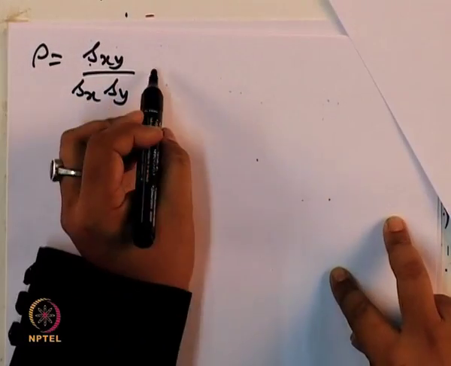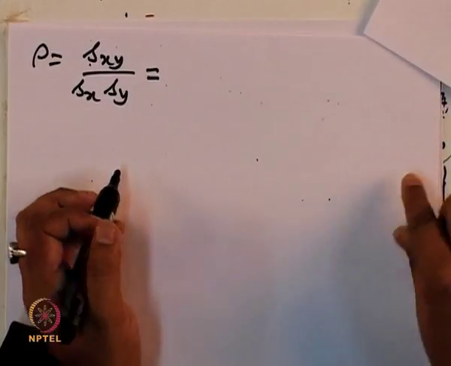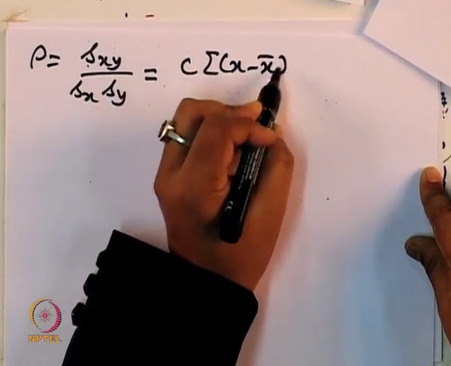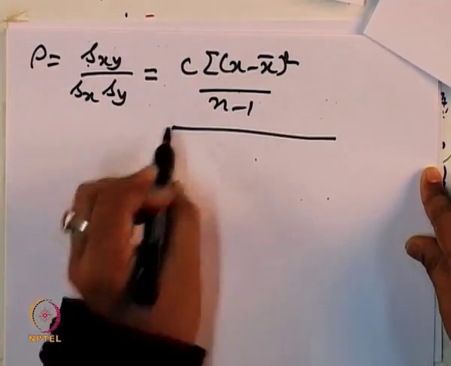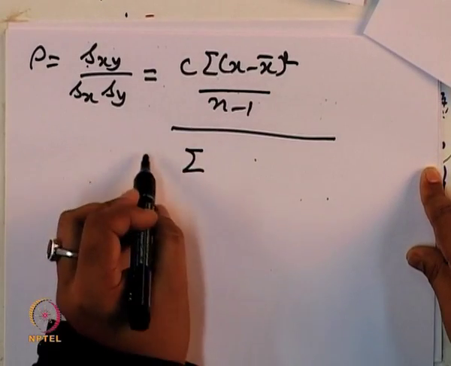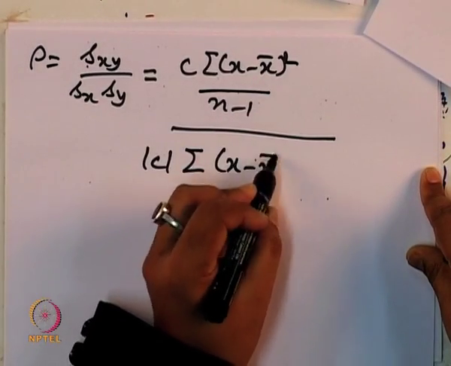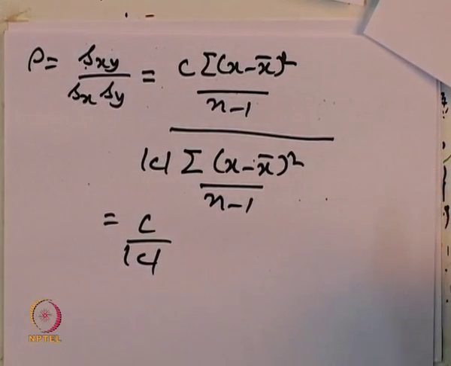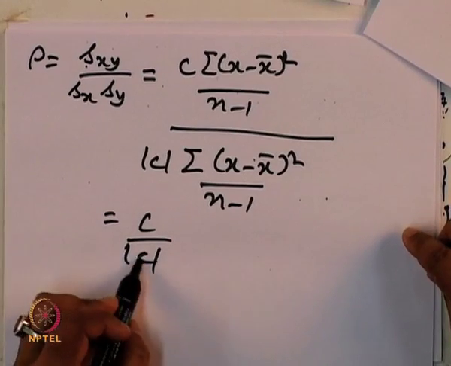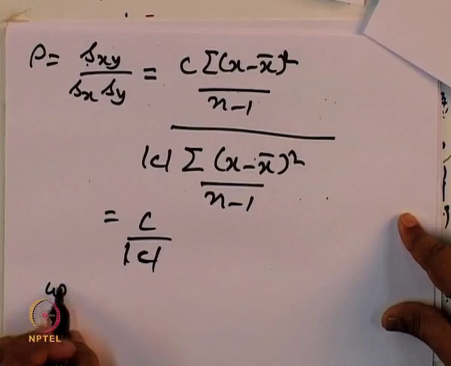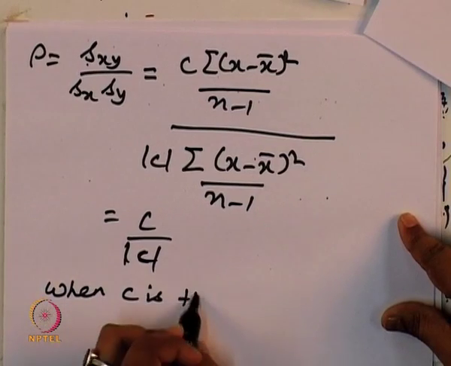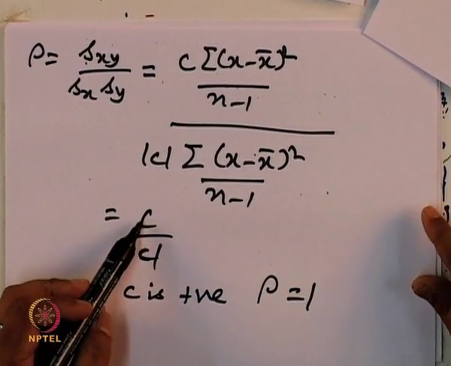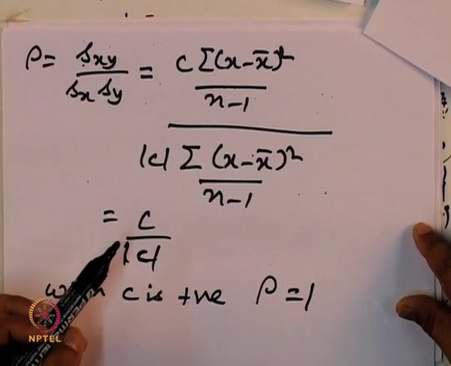which is going to be equal to c into summation of (x minus x bar) whole square by n minus 1, divided by mod c into summation of (x minus x bar) whole square by n minus 1, which is equal to c by mod c. Okay. So, when c is positive, I can clearly see rho is going to be 1. So, if let us say c is 5, then 5 by mod 5 is simply equal to 1.